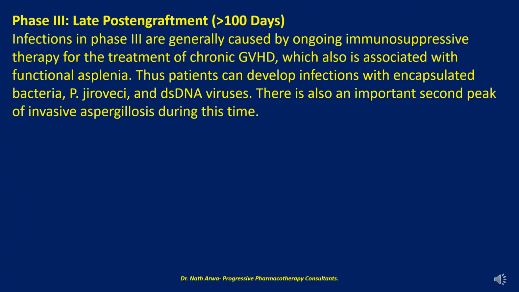Phase 3. Late post-engraftment, that is more than 100 days. Infections in Phase 3 are generally caused by ongoing immunosuppressive therapy for the treatment of chronic graft versus host disease, which also is associated with functional asplenia. Thus, patients can develop infections with encapsulated bacteria, Pneumocystis jirovecii, and double-stranded DNA viruses. There is also an important second peak of invasive aspergillosis during this time.